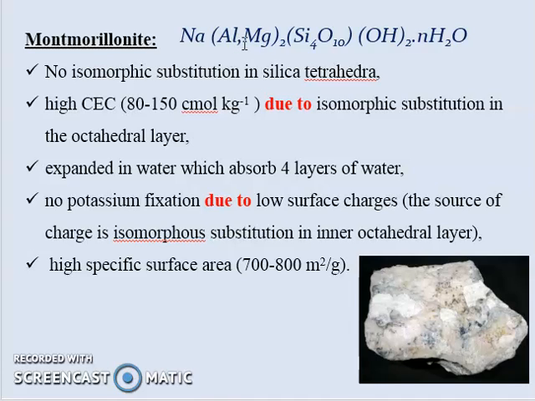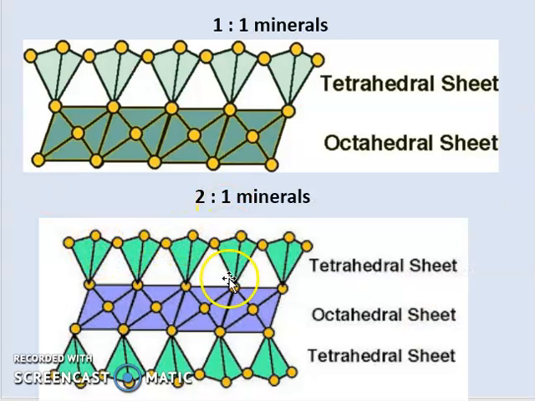As you know, the octahedra is in the middle, not on the surface. So the charge on the surface will be low. Is this correct? Look here. It's a 2:1 mineral. The octahedra is surrounded by tetrahedra.